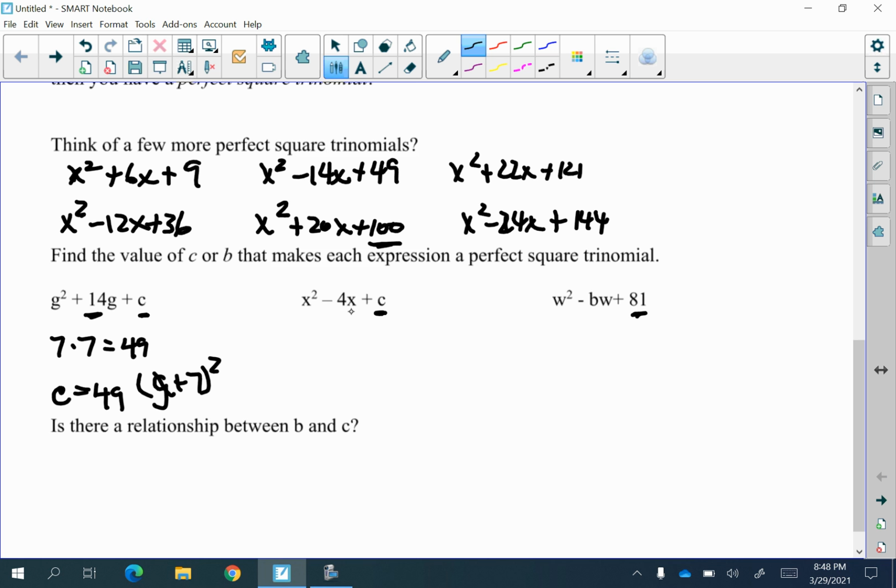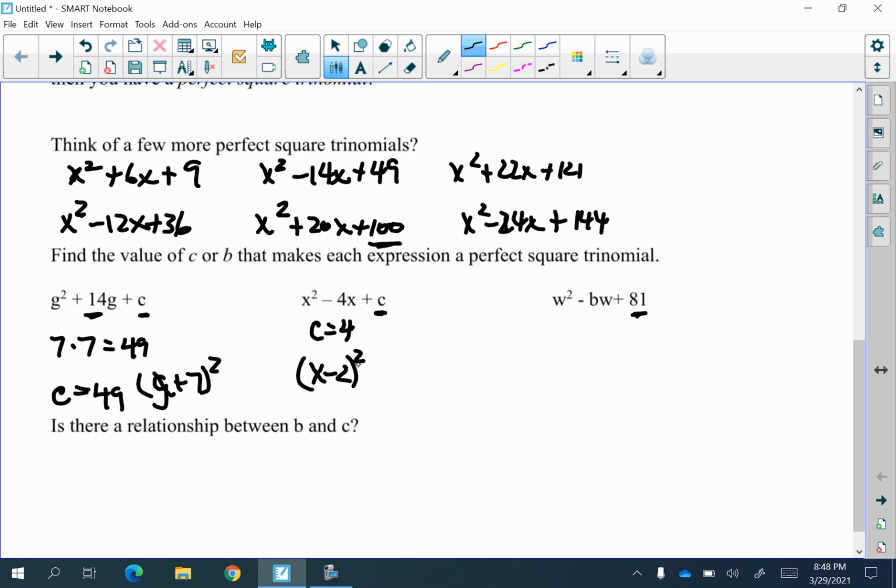The next one, I have to think of two numbers that when I add them together give me negative 4, right? So negative 2 plus negative 2 gives me negative 4. When I multiply them together, it gives me a positive 4. So in this one, c would have to be 4 for this to be a perfect square trinomial. And this would be x minus 2 squared.